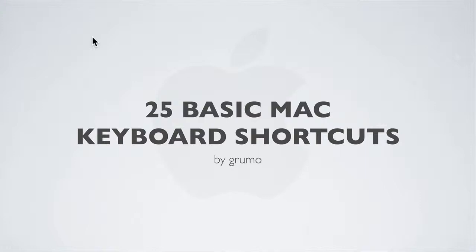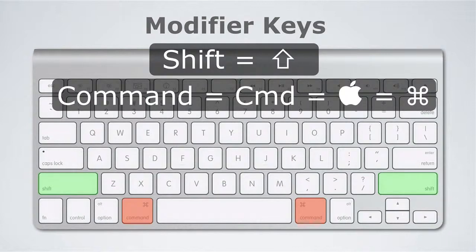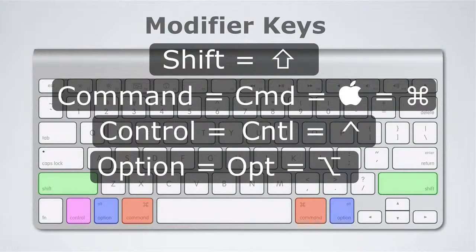So before we go into the shortcuts, let me explain what modifier keys are. Modifier keys are the keys that you press first as a combination in order to get the shortcut working, right? And there are four: Shift, Command, Control, and Option. The one we're going to be using the most is Command, which is sometimes abbreviated as CMD. Sometimes it's shown as an Apple icon, and sometimes as that squiggly pound symbol. The second one we're going to use the most is Shift, and then Control and Option are used but not as much.